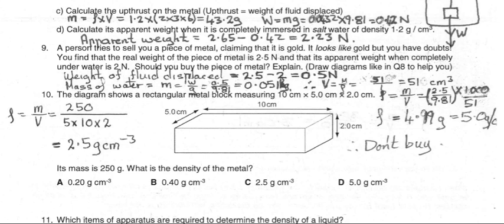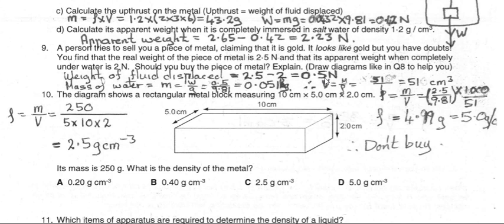So first of all, we'll try and work out what the weight of the fluid is that's being displaced. The weight of the fluid displaced is equal to the difference between the actual weight and the apparent weight. The actual weight is 2.5 and the apparent weight is 2, so the difference is 0.5 newtons. That's the upthrust or the buoyancy caused by the displacement of the water, and that's equal to the weight of the fluid displaced.